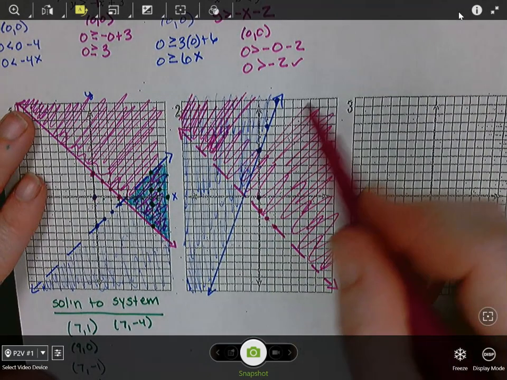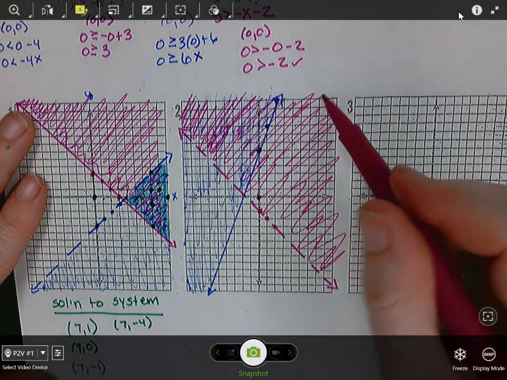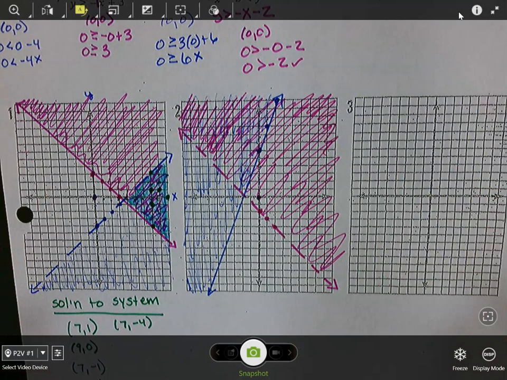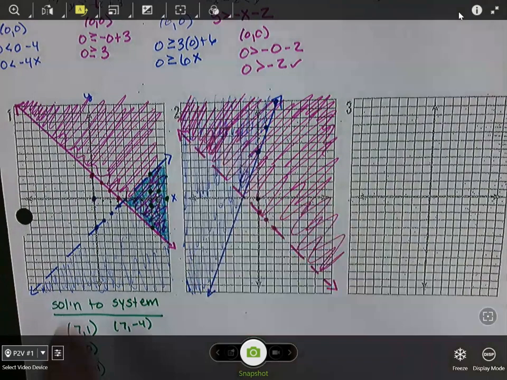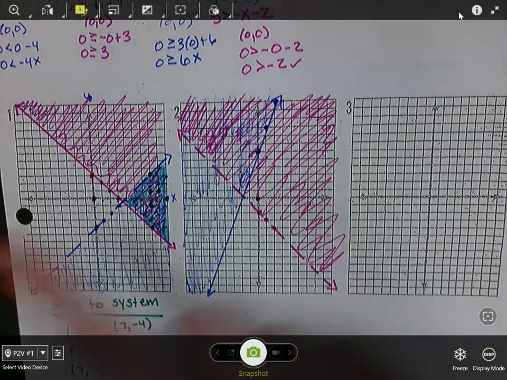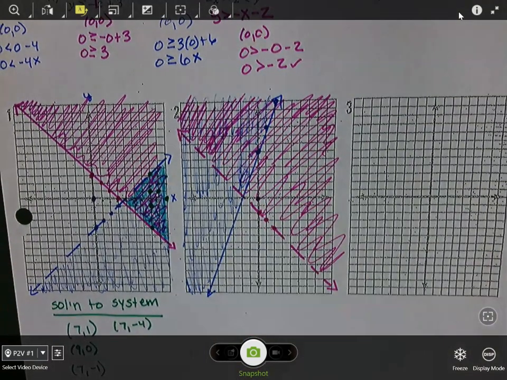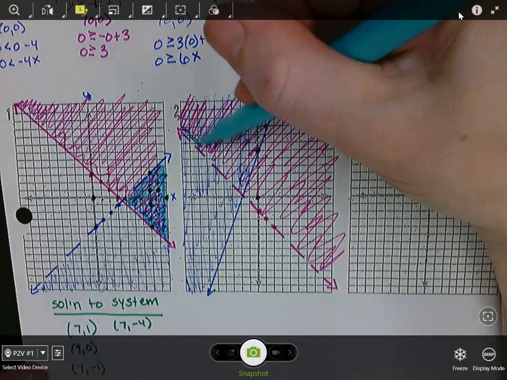Now, the solutions would be the parts that we shaded both times. We shaded it in the blue one and we shaded it in the pink one. So which area shows it shaded in both the blue and the pink? Yeah, this up here at the top. Perfect. So that area I'm going to shade in and make sure it's darker than the rest of it.